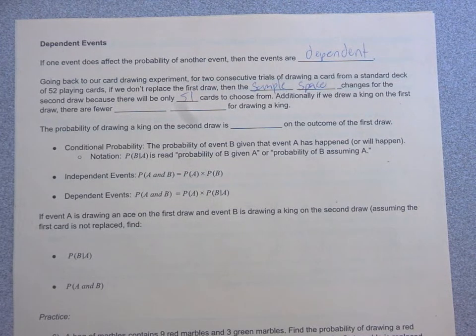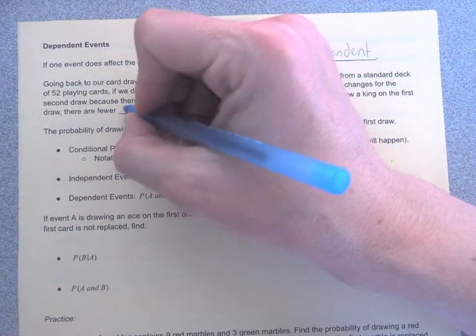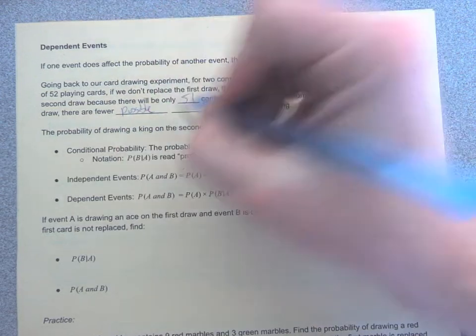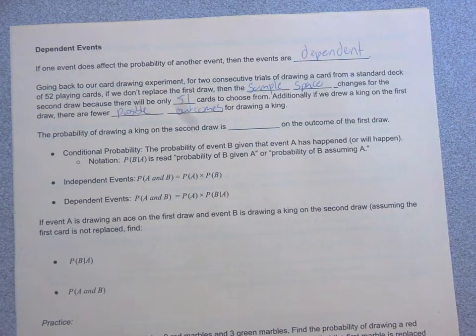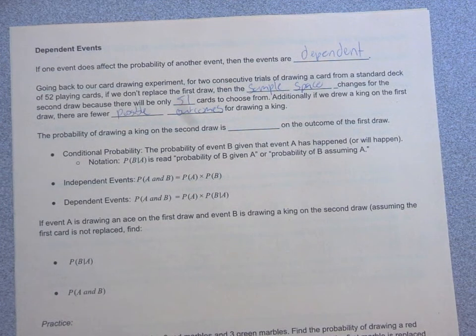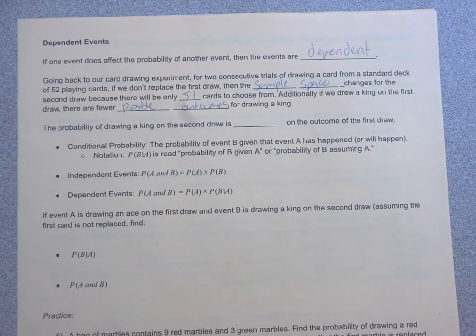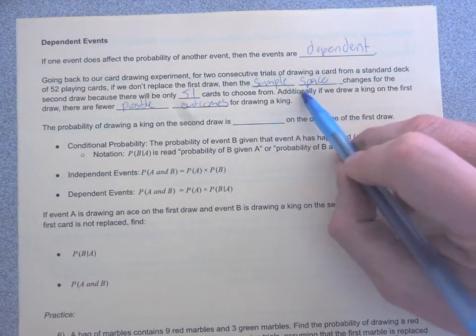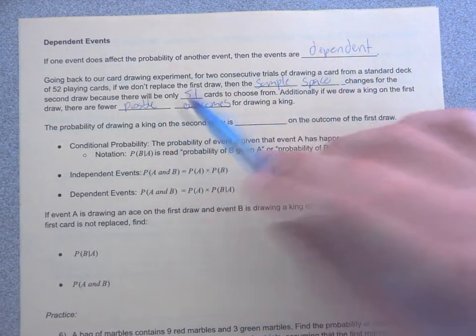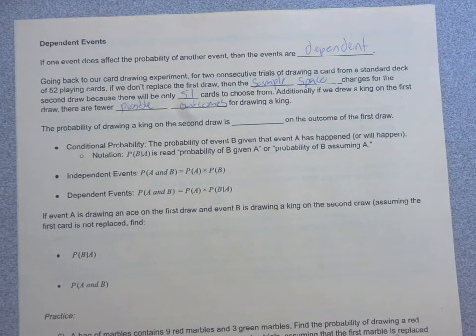Additionally, if we drew a king on the first draw, there are fewer possible outcomes for drawing a king. Right? If the first one you draw is a king and you don't put it back, you only have 3 kings to choose from instead of 4. So the outcome of the first event is going to affect the probability of the second event. It's definitely going to change the possible options of cards you can draw, and it may change the possible outcomes for the event you're looking for as well. It could change the top number or the bottom number of your probability.